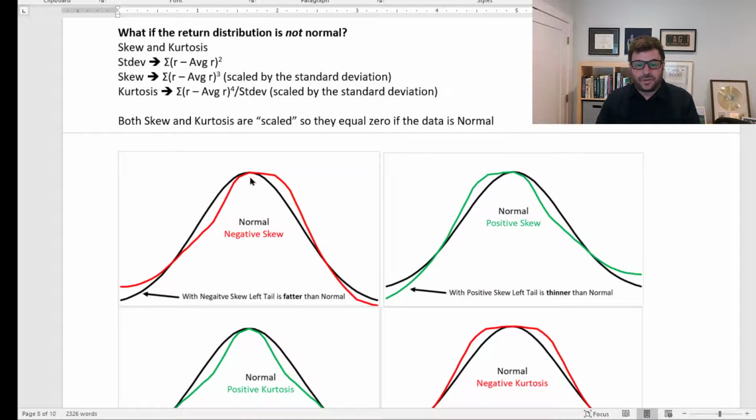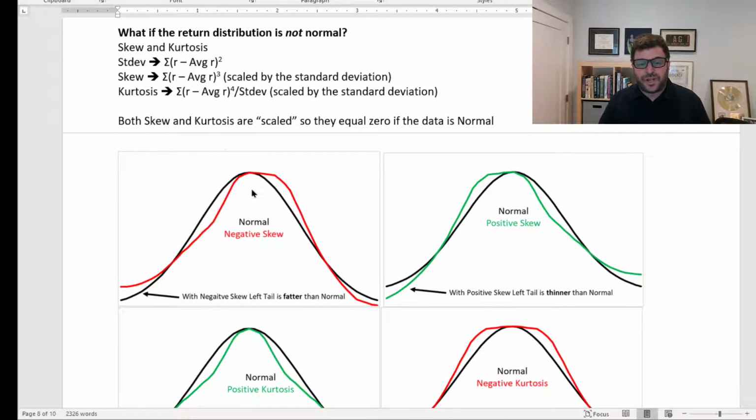So if a distribution is normal, then I can fully describe everything with the mean and the standard deviation. But if the distribution is not normal and it has either a positive or negative skew or kurtosis, then this is going to affect, and for our purposes, the left tail and the left tail risk. So let's just think about the skew very quickly. The standard deviation is the deviations from the mean squared. The skew is effectively the deviations from the mean cubed.